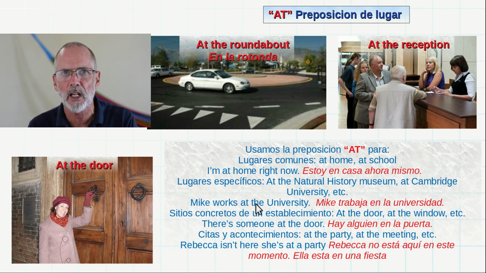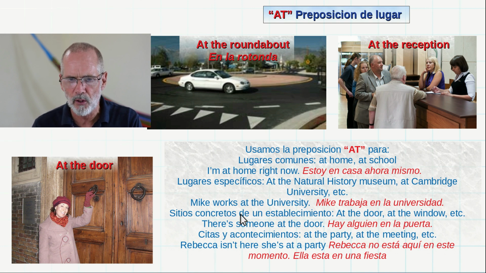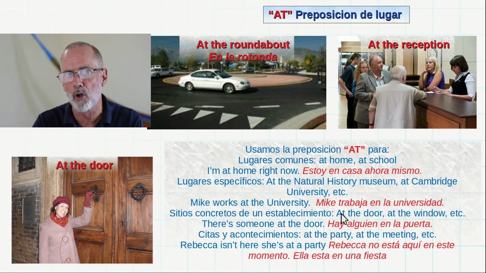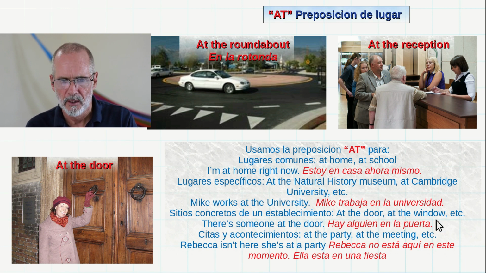Mike works at the university. Mike trabaja en la universidad. Otro uso, sitios concretos de un establecimiento. Por ejemplo, at the door, someone is at the door, at the window, etc. There's someone at the door, hay alguien en la puerta.